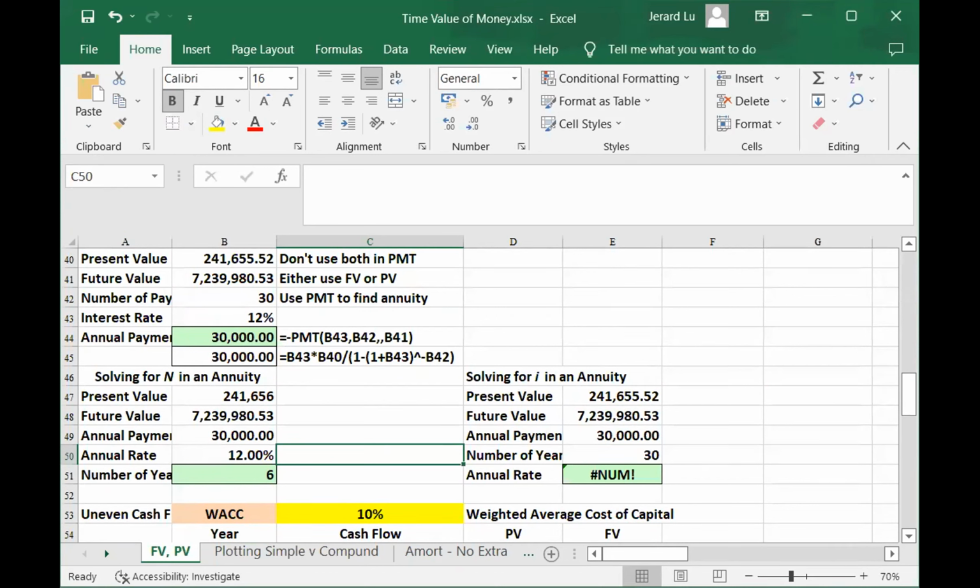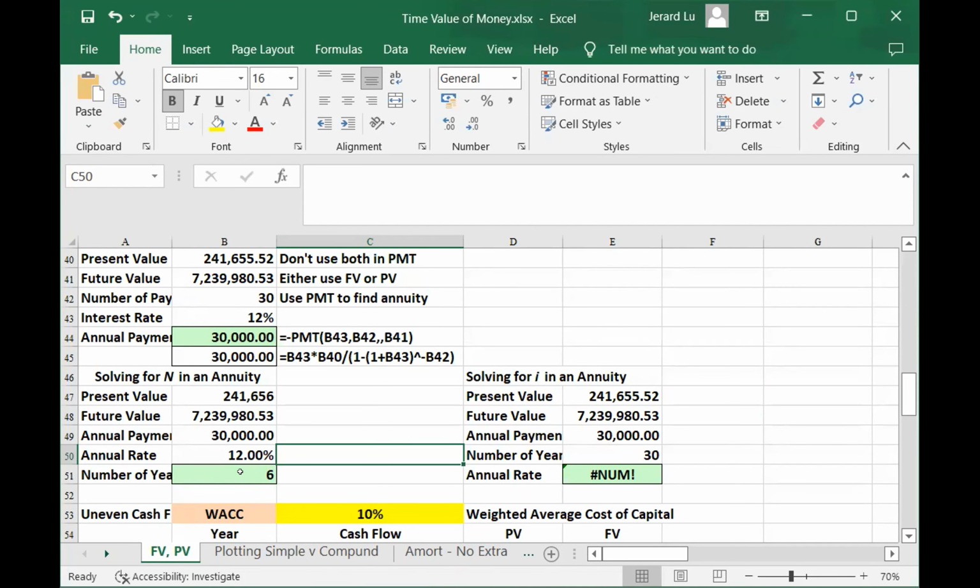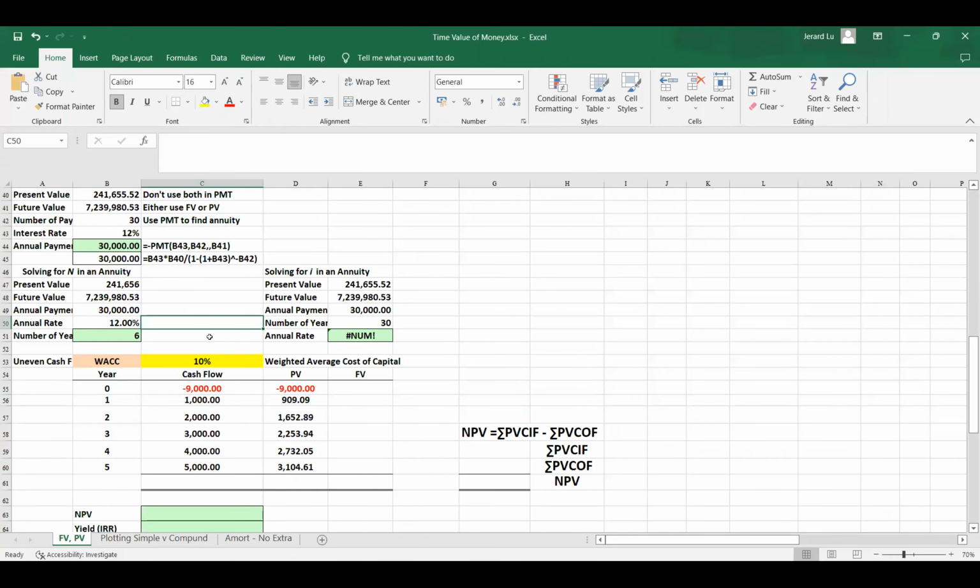Otherwise you're saying that there are actually 3 cash flows here. There's only actually 1 cash flow, and that cash flow is the annuity of 30,000. And we were looking for the equivalent cash flow in terms of the present value or the future value. Since Gerard used the present value, the question is: in how many years will an annuity of 30,000 give us a present value of 241,656? What should be our answer, class?